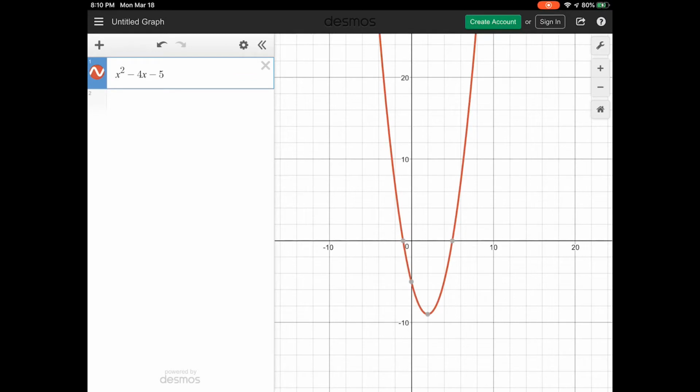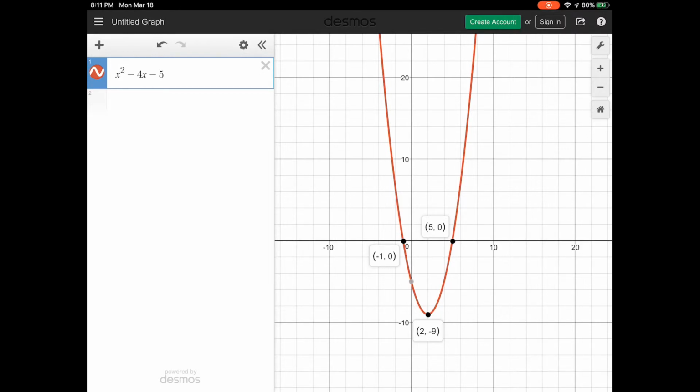You see that there is a vertex down here. Looks like the vertex is at 2, negative 9. And you see these 2 points right here. These become the most important parts of the graph of the quadratic equation. We call these the x-intercepts. It's where the parabola hits the x-axis. Now that we've identified that, these 2 numbers, negative 1, 0, and 5, 0, those 2 values on the x-axis are your solutions for your quadratic equation.